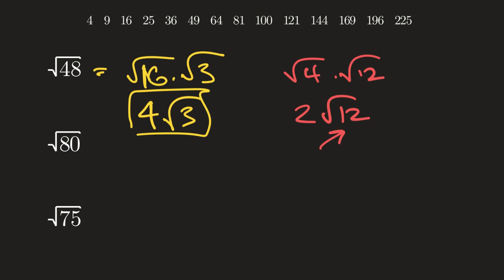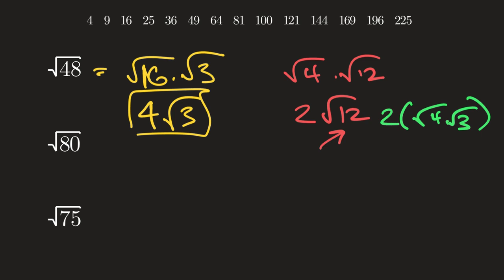Well, it's got to be on that list. 4. 12 contains a perfect square factor of 4. So really what you would be required to do is you have to break down the 12 again. And so you would still have this 2. We would then have to break down the 12 into 4 and 3.